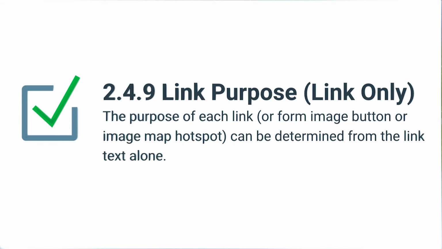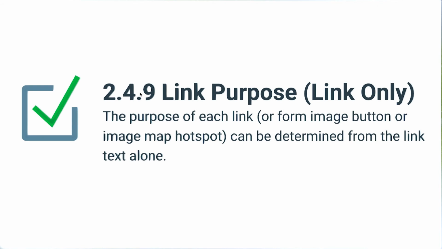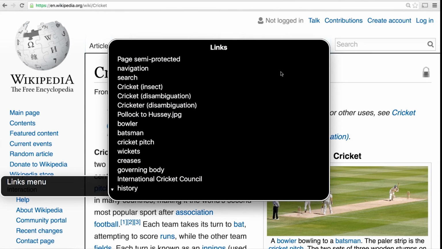The WebAIM checklist has a stronger and weaker version of this point. The stronger one, item 2.4.9, states that the purpose of each link should be able to be determined from the link text alone. The Wikipedia example that Victor showed had a lot of really useful link text examples because of the way a wiki format encourages creating links, which use the page's title as their text. In general, link text should give any user enough information to decide whether they want to click it.